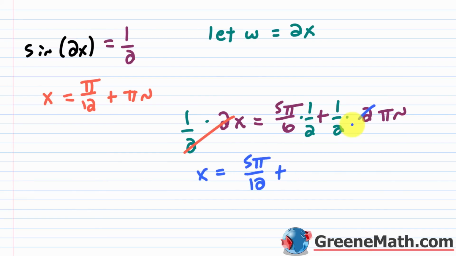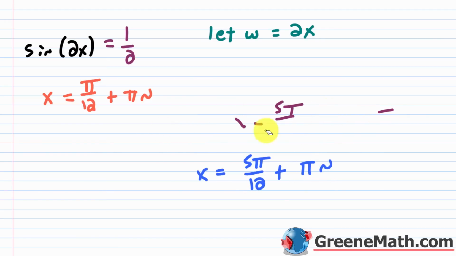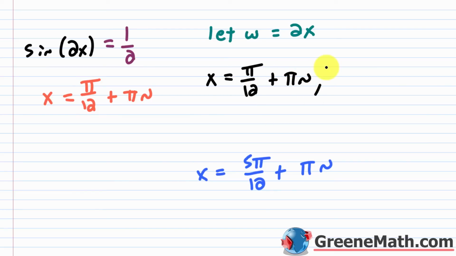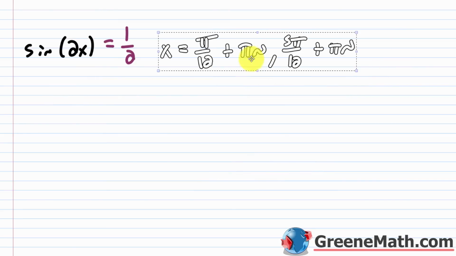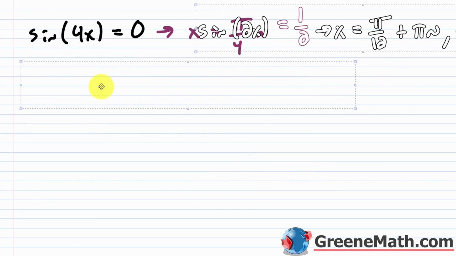And then plus, again, the 2's would cancel. So you're going to get pi n. So let me get rid of this. And actually, this color really doesn't show up very well. So let me change this and say that x is equal to pi over 12 plus pi n. And then we have 5 pi over 12 plus pi n. Okay, let me bring this back here.